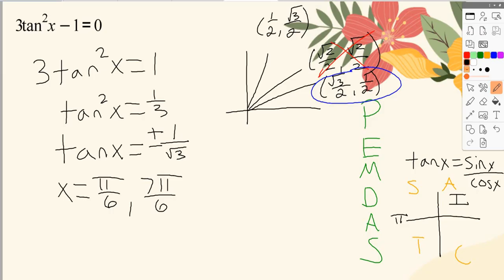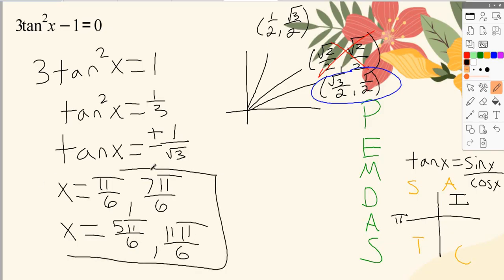How many answers did we say we're going to get this time though? 4. So I also need to list the negative ones, which are going to be in our second. So what's our angle in our second that has the 6 in it? 5 pi over 6. That one is 5 pi over 6. And in our fourth? 11 pi over 6. So this time we get 4 answers because we had to have that plus or minus.